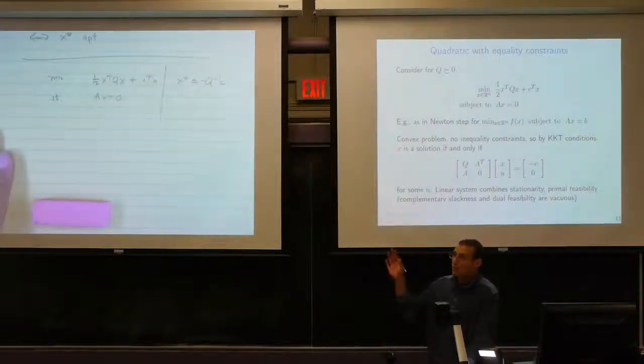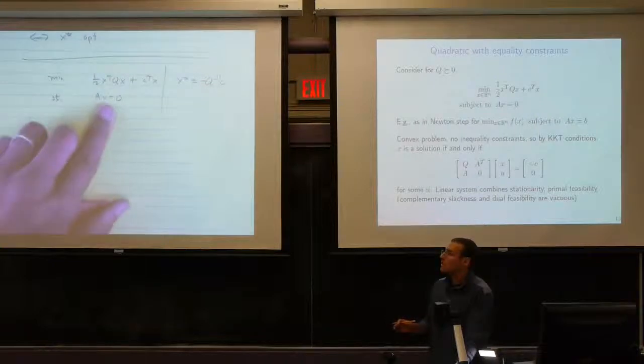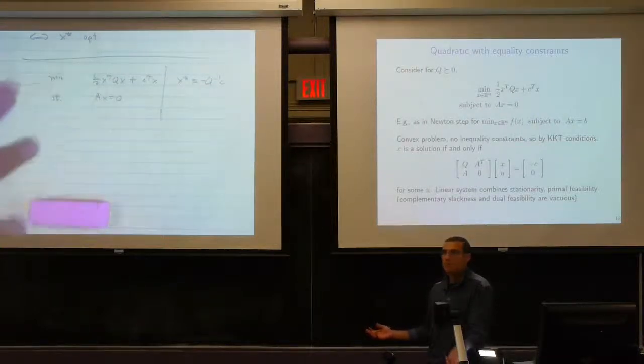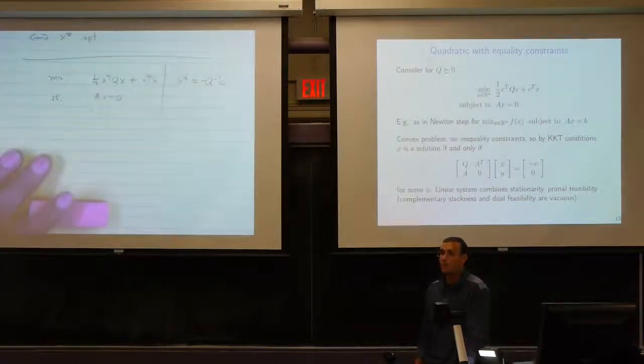Okay, so we have a closed form for the solution for the unconstrained problem. How about the equality constrained problem? The KKT conditions can give us a way to find that also. Okay, why would you be interested in this problem?